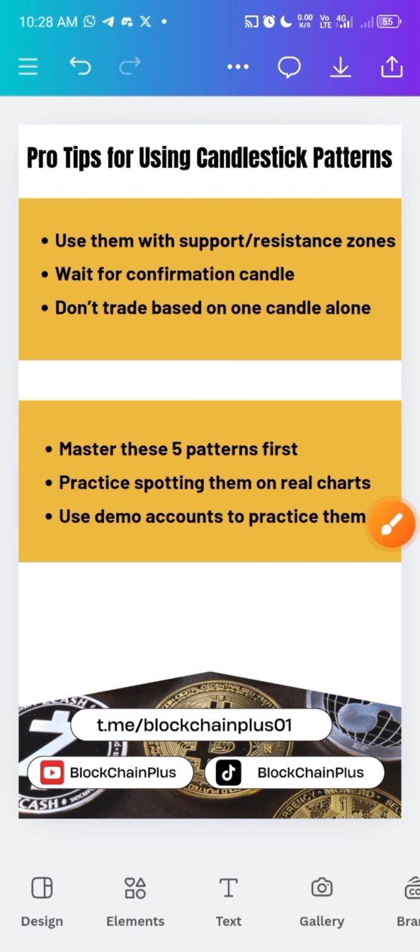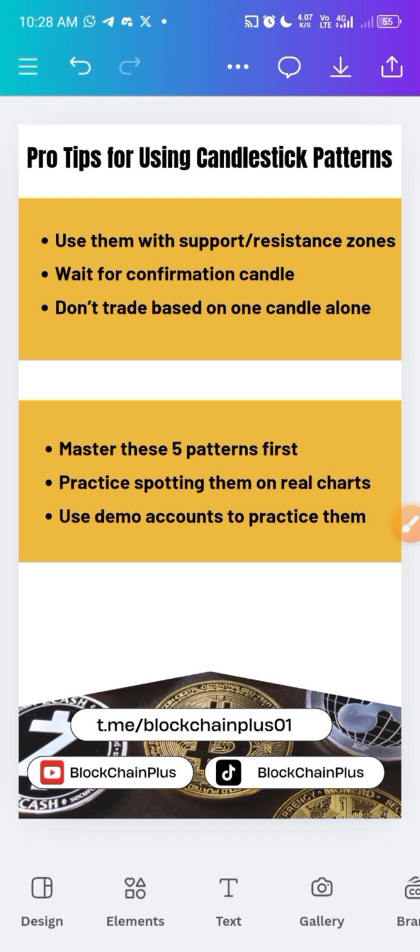Then when you've understood all of this, the next thing you want to do is to master these 5 candlesticks I've shown you. Go to your chart, practice spotting them on real charts. As you spot them, use your demo account to practice them. Use your demo account to take them and see which ones are giving you profits in your trades.